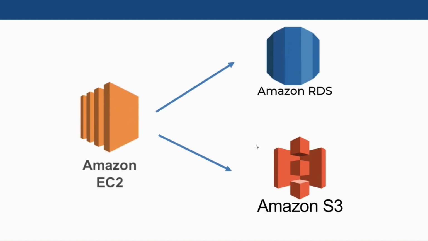So here is the process. The interaction between Amazon EC2 and Amazon RDS happens by means of password authentication, and the interaction between Amazon EC2 and Amazon S3 happens by means of an IAM role.